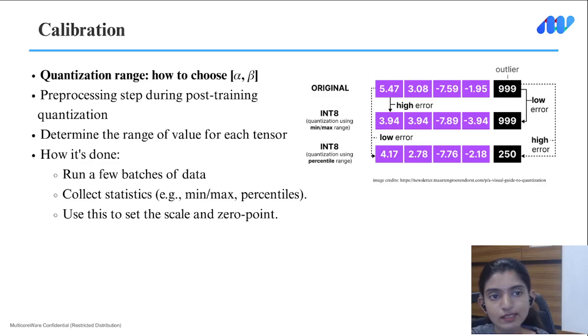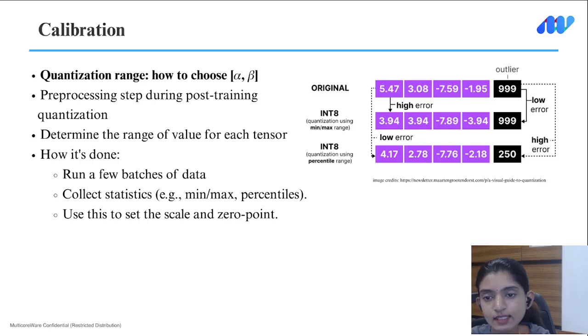Now let's see what calibration is. It's the process of choosing the min-max values alpha and beta from the data points. It is a pre-processing step usually done during post-training quantization, and it determines the range of each tensor. How it is done is we run a few batches of data and collect the statistics. There are different methods, the min-max method and percentile. We use this to set the scale and zero point. This avoids unnecessary quantization errors.